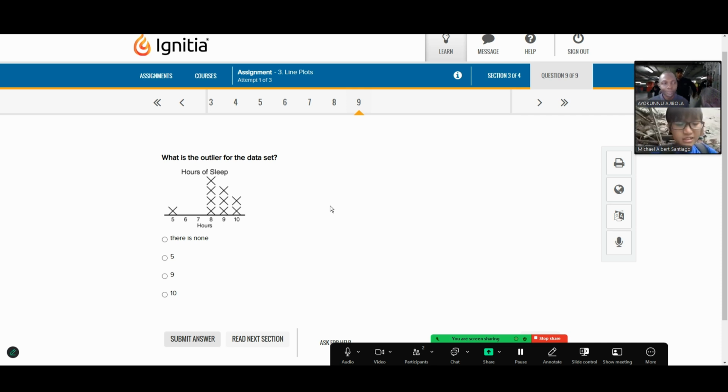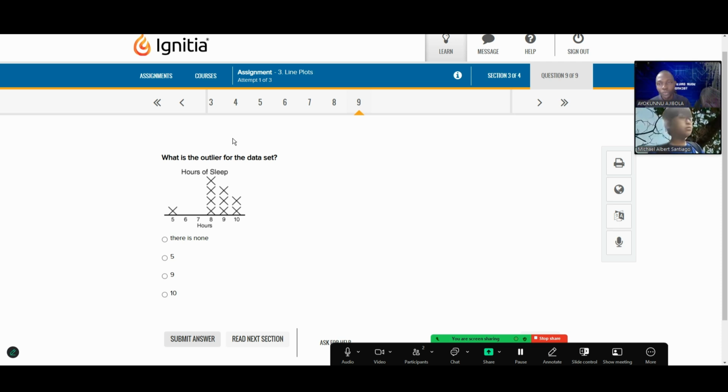Wait, which number is farther away from the rest? Calm down. Unmute yourself and listen to me. In the data, we have 8, 9, and 10, and 5. So 8, 9, and 10 are closer to themselves. Yes or no? Yes. Is 5 closer to them?